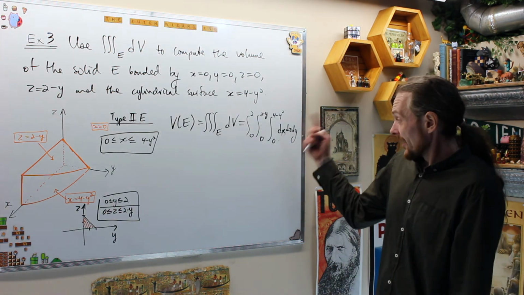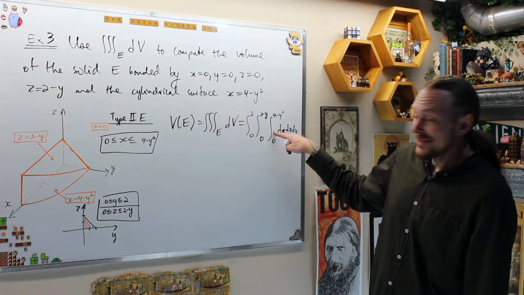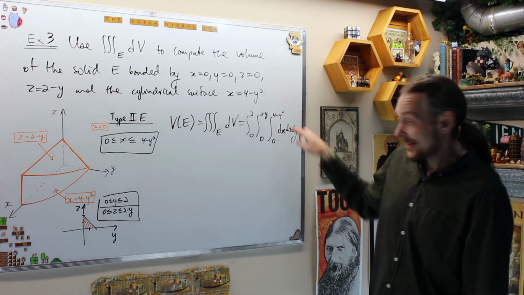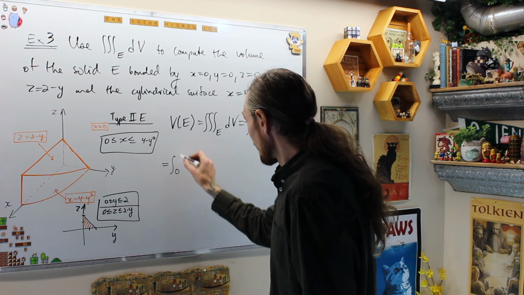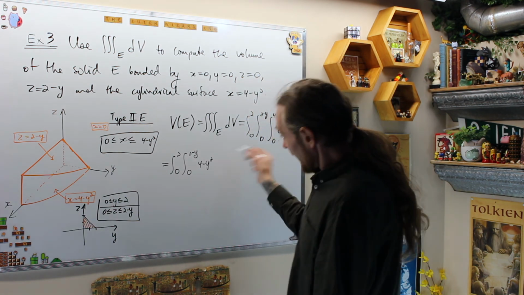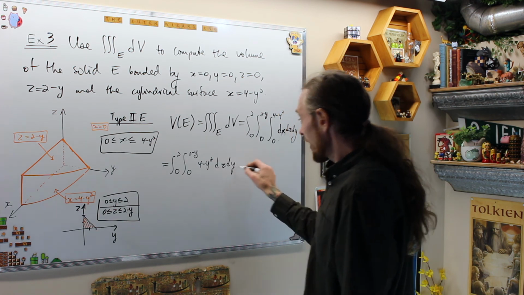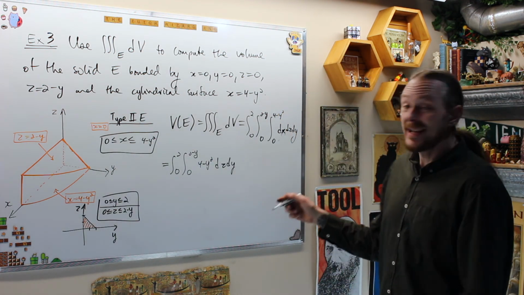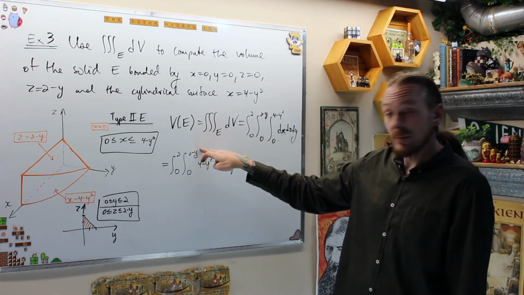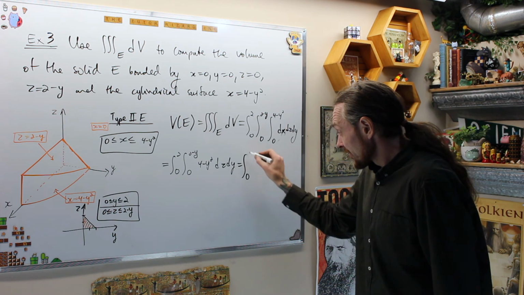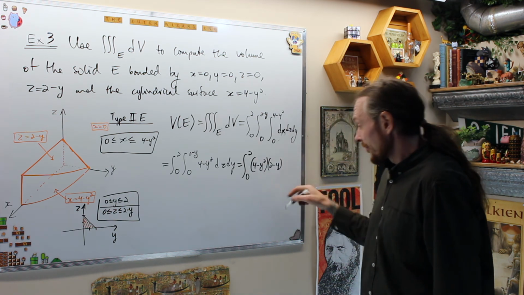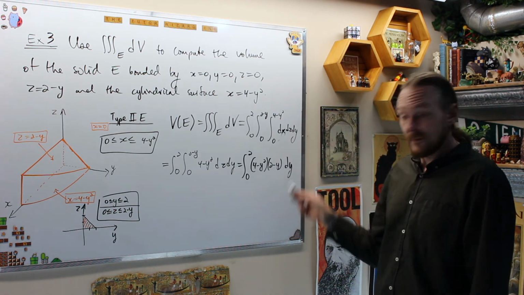Once I do that, I iterate immediately. Doing dx, there is nothing there, so I'm going to get just an x evaluated from 0 to 4 minus y squared, which is that thing. So that's going to be equal to the integral from 0 to 2, the integral from 0 to 2 minus y of 4 minus y squared minus 0, dz, dy. I do the same thing. I take the antiderivative of z. There's no z's there, so I get 1z evaluated from 0 to 2 minus y. That will give me the integral from 0 to 2 of 4 minus y squared times 2 minus y minus 0 dy. Foil everything out.